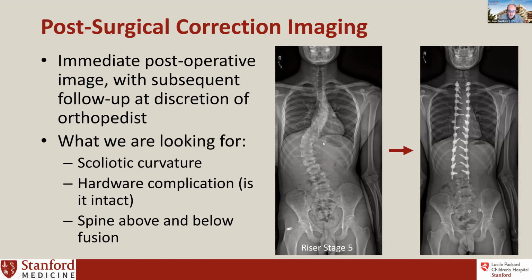And then these are your x-rays after surgical correction. You see a prominent scoliosis here, and then after fusion, you'll see a decrease in scoliosis in here. And this is an example of a Risser stage 5, which I misspelled there. All right, so on these follow-ups we're looking at the scoliotic curvature and hardware complication. Is it intact? And then the spine above and below the fusion, make sure it's nice and healthy there.